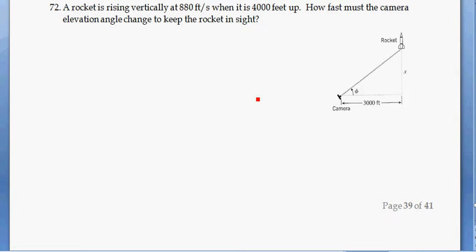Okay, let's look at number 72. So we have a rocket rising vertically, right? It's going up at 880 feet per second when it's 4,000 feet up.